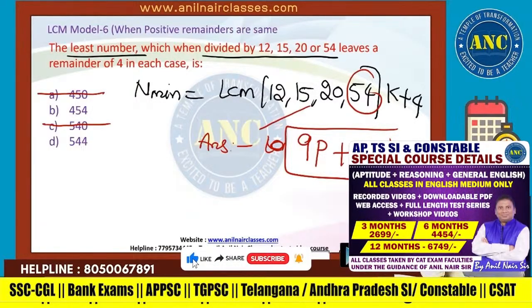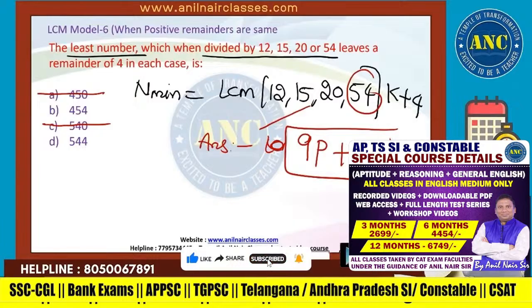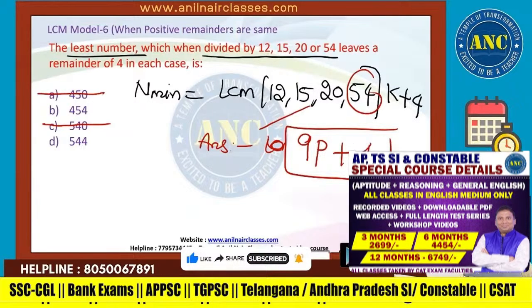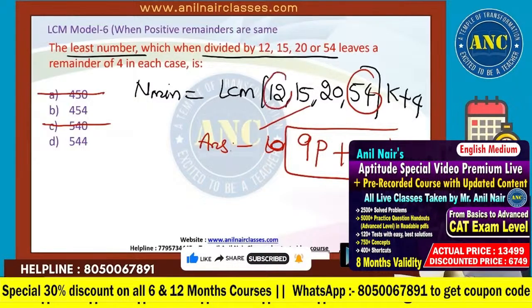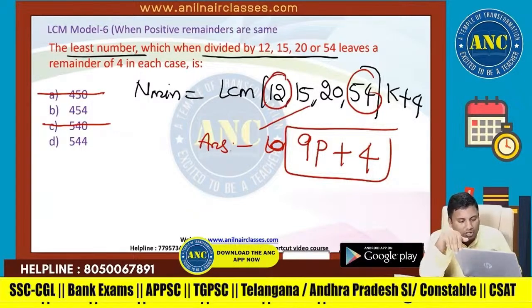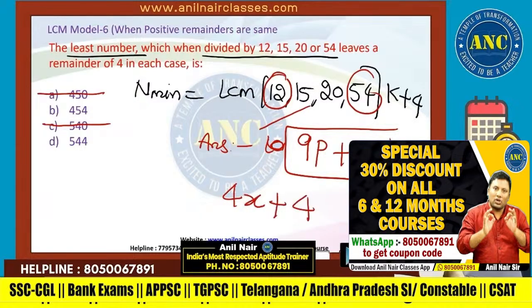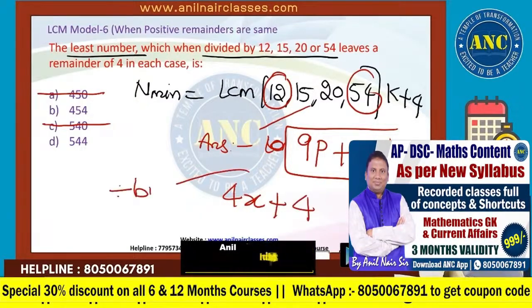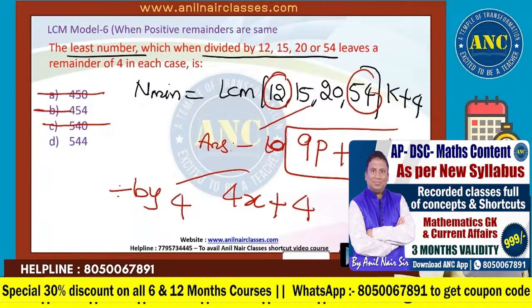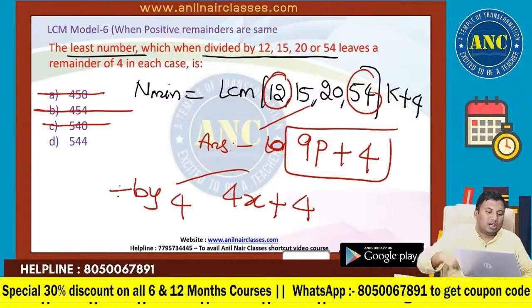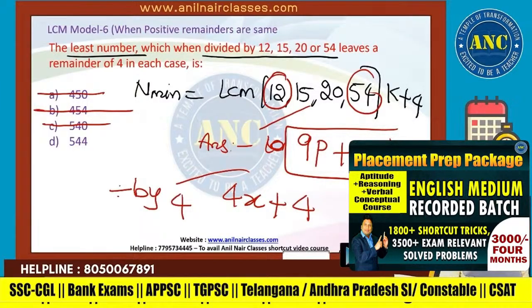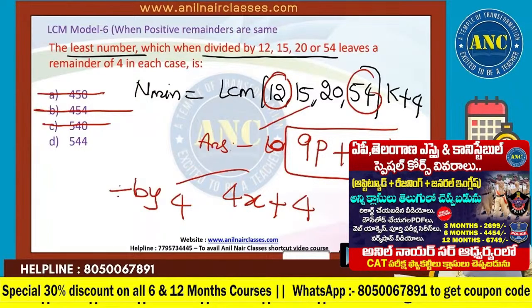Another way to look at it: now see here, we are stuck with two options. 12 is divisible by 4, so it is 4 into something plus 4. The answer should be divisible by 4. 54 is not divisible by 4, so the answer is 5 and then 44.